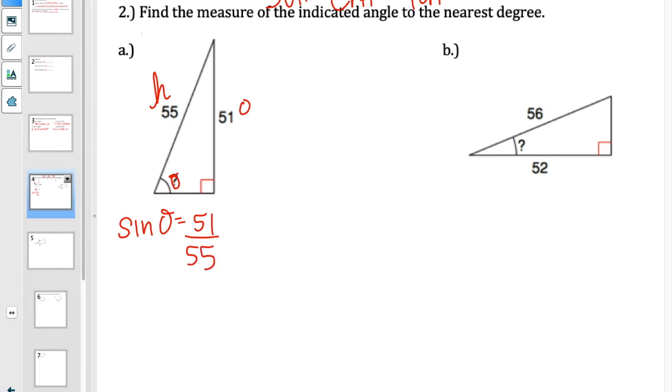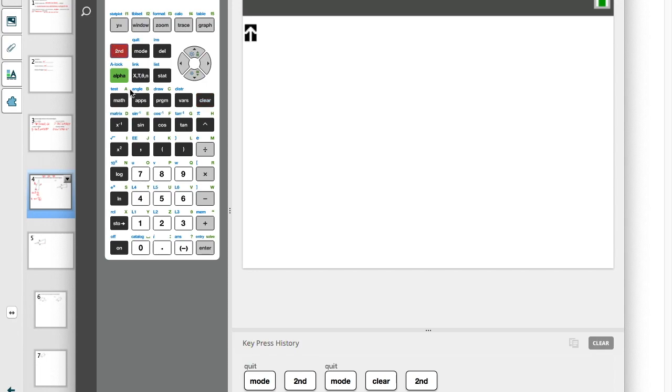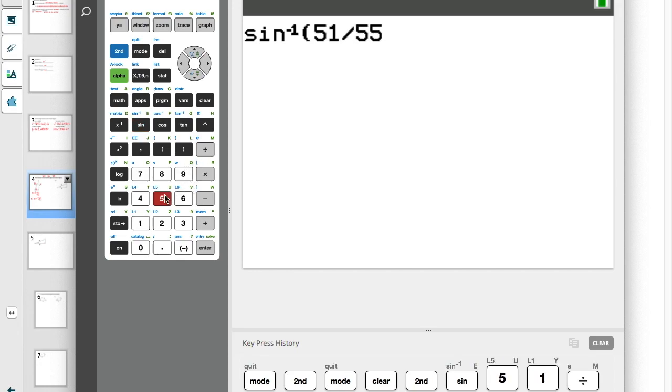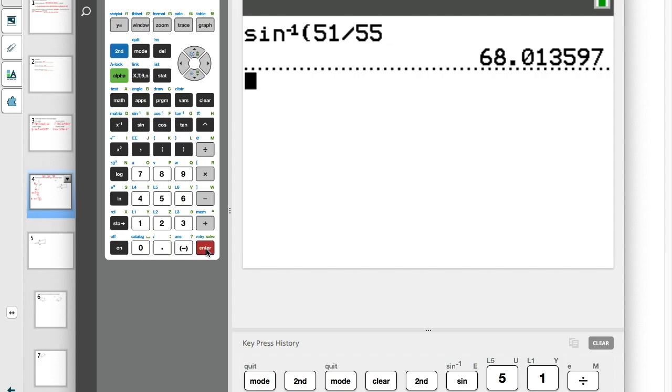And now our calculator gets to do all the work. I want theta by itself. So I'm going to rewrite this. I'm going to say that theta equals the sine inverse of 51 over 55. And you would just type that in your calculator using your divide key. So I'm going to hit second sine. 51 in my numerator, divided by 55. And rounding to the nearest whole degree here, we would see that this angle is 68 degrees.